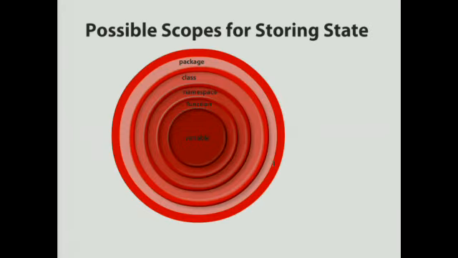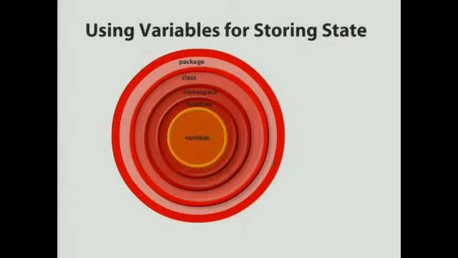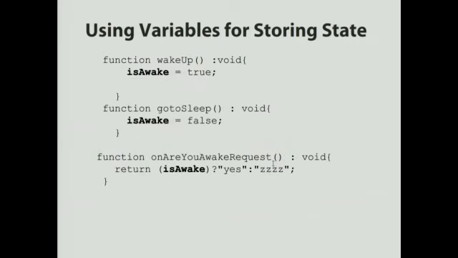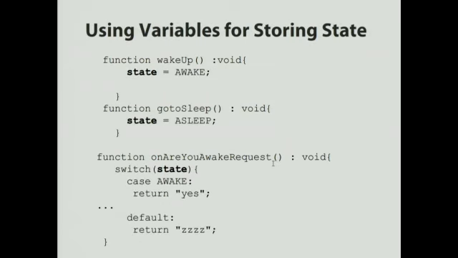Now, getting into implementation approaches, we have basically these variable scopes for storing state. We have the top-level packages, classes, namespace, functions, and variables. And the majority of the state that we handle in developing applications is in variables. So doing something very simple might be is awake as a Boolean value, and we have go to sleep, which sets that to false. And then responding backward, we introspect that state and then bubble up either yes or sleeping. We might decide that two states isn't enough, so we might start using either integers or strings and setting it to like a static const and then having a switch statement which determines what response to send back.